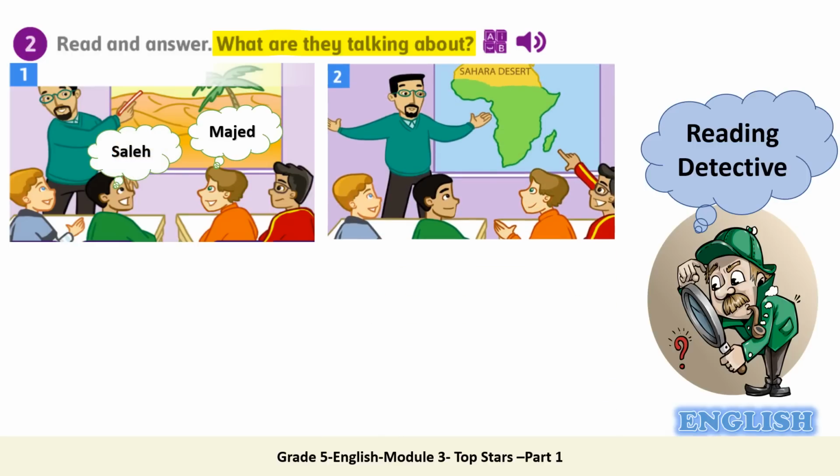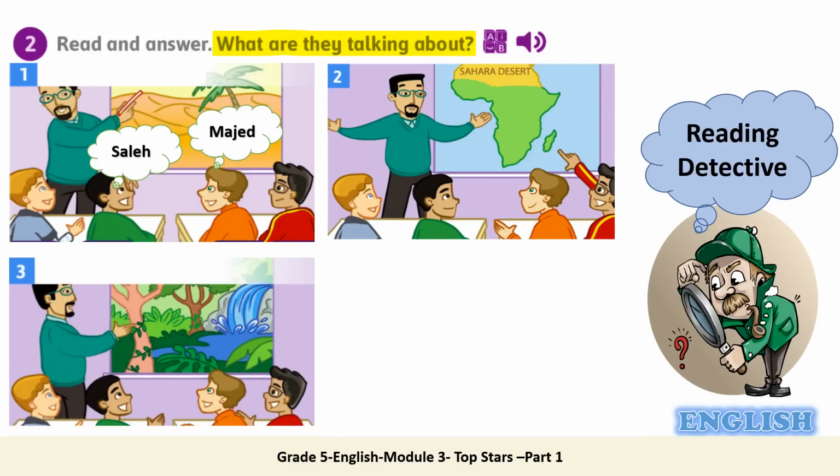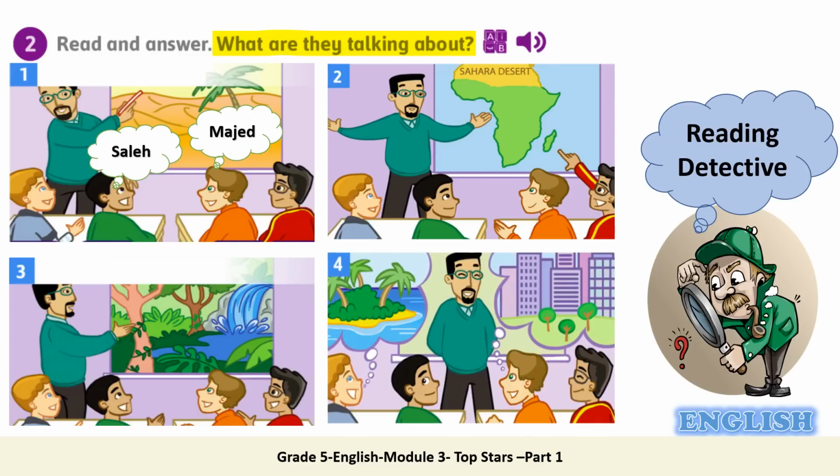Look at this picture. What can you see? Well, there is a map on the board. I think it is for Sahara Desert. Look at this picture. There is a picture for a jungle. What about this one? Here, the boys are imagining something. Majid is imagining a city, and Khalid is imagining an island.